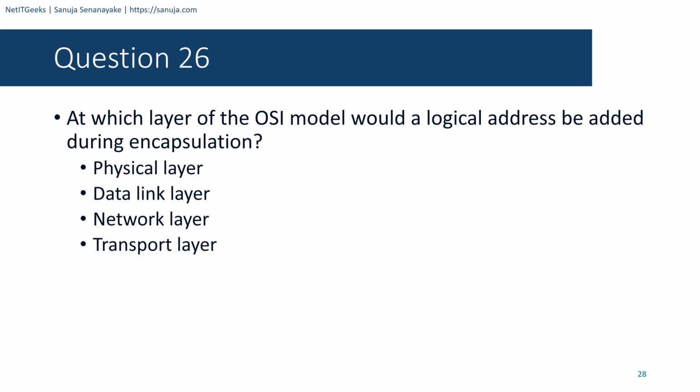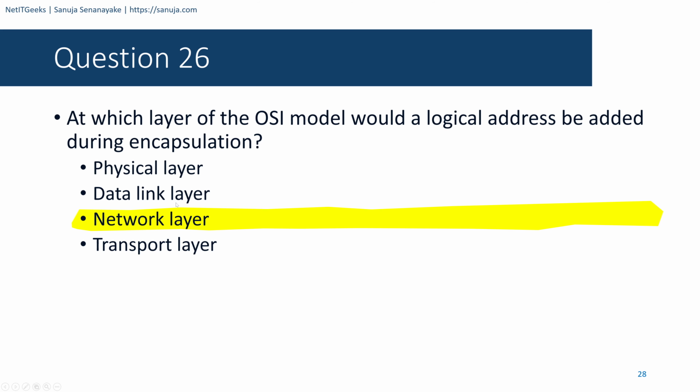So again, looking at the OSI model, the logical addresses, also known as IP addresses, are added at the network layer. So the answer to this question is network layer, because physical addresses are added at the data link layer, and the port addresses are added at the transport layer. So the port addresses go at the transport layer, and the physical addresses go at the data link layer. So basically, it has to be the network layer. At the physical layer, we don't add any addresses at all. So the physical layer doesn't have any addresses. You end up with the network layer as the answer.